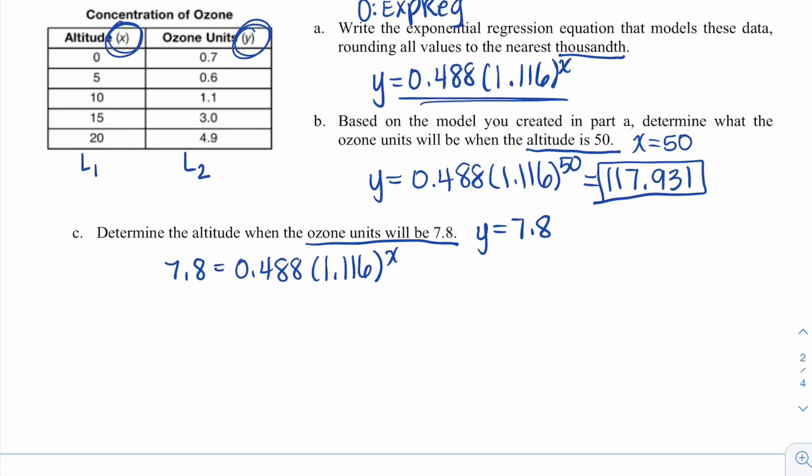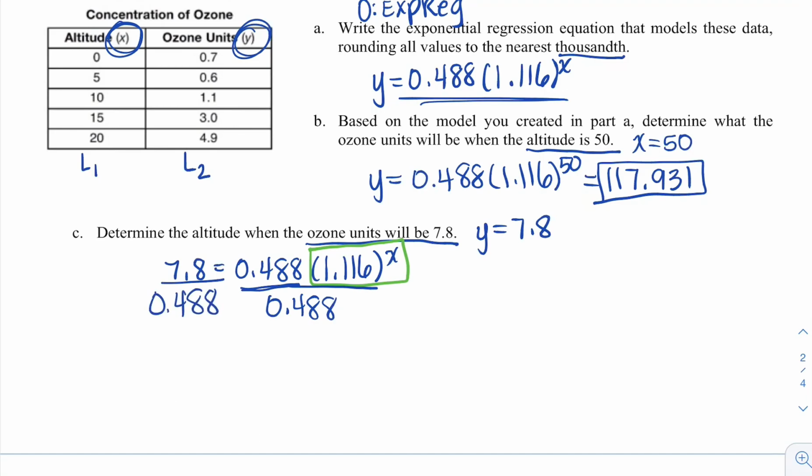How do we solve exponential equations, especially when you can't get both sides to have the same base? Well, what you're going to do is you're going to use logarithms. So I can't just ln or log each side just yet because of this 0.488 that's in the front of the 1.116 to the x. If you remember, when you're solving an exponential equation, you have to isolate the exponential term first. So what I'm going to do is I'm going to divide both sides by 0.488.